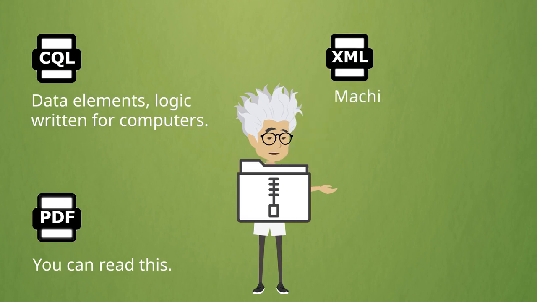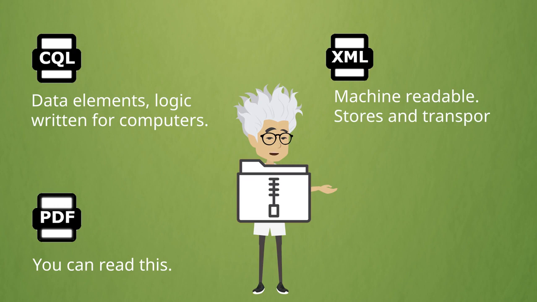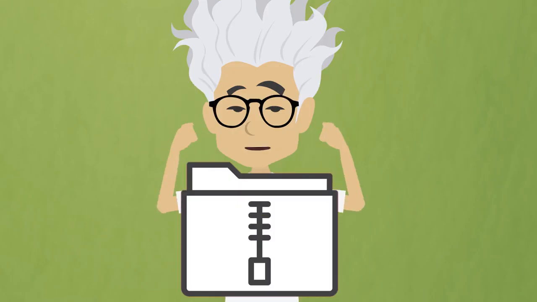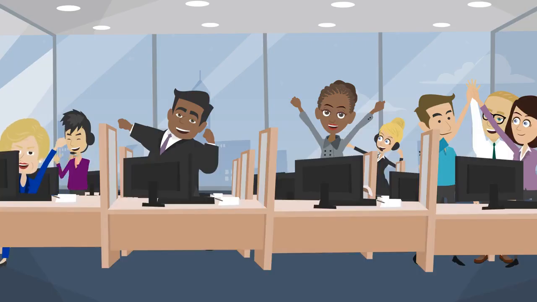An XML file. This is a machine-readable file that stores and transports data. And a JSON file. This is a JavaScript file. It's included because some computers read JSON files easier than XML files. I can't wait to show off my digitalized measures to health plans and others who work with HEDIS. I know they'll like the new digital me.